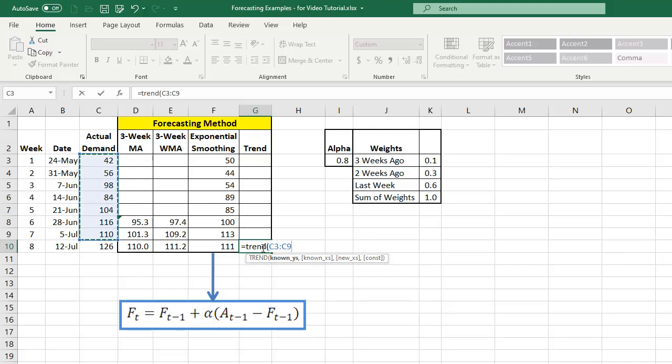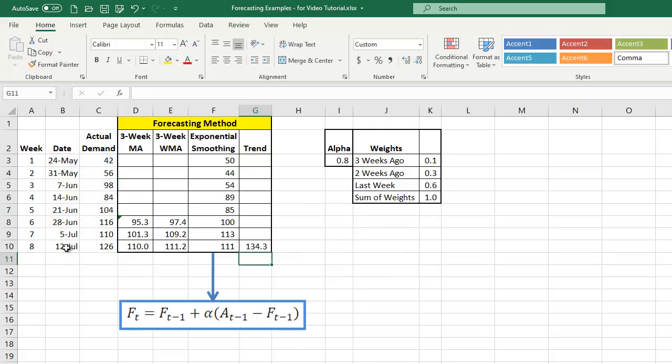It is the known y in this case, comma, the known x's are the time periods. We could use the week numbers or the actual dates. We'll use the actual dates through, again, week 7, not going into week 8 because we're forecasting for week 8, comma, and then we input the new x, which is July 12th, the new period for which we are forecasting, close parentheses, and that gives us a forecast of 134.3 units.